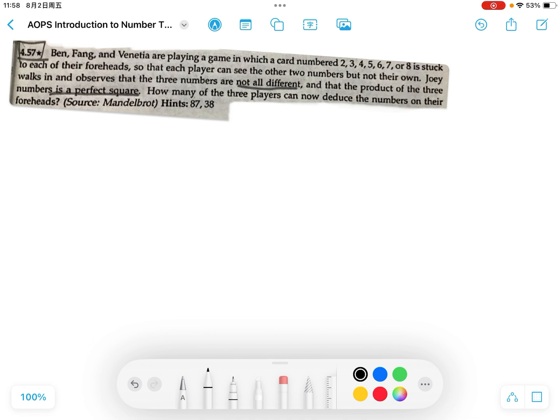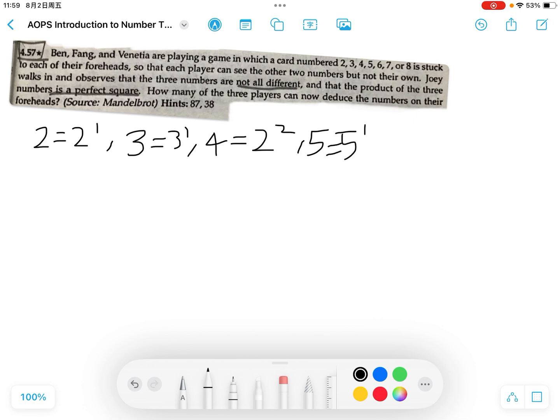Okay, so the key here is that the three numbers are not all different, meaning they might all be the same, or two of them are the same and one is different. And that the product of the three numbers is a perfect square. So the perfect square condition is more important right now, so we can factorize each of these numbers. So 2 is just 2 to the power of 1, 3 is 3 to the power of 1, 4 is 2 squared, 5 is 5 to the power of 1, 6 is 2 to the power of 1 times 3 to the power of 1, 7 is 7 to the power of 1, and 8 is 2 cubed.